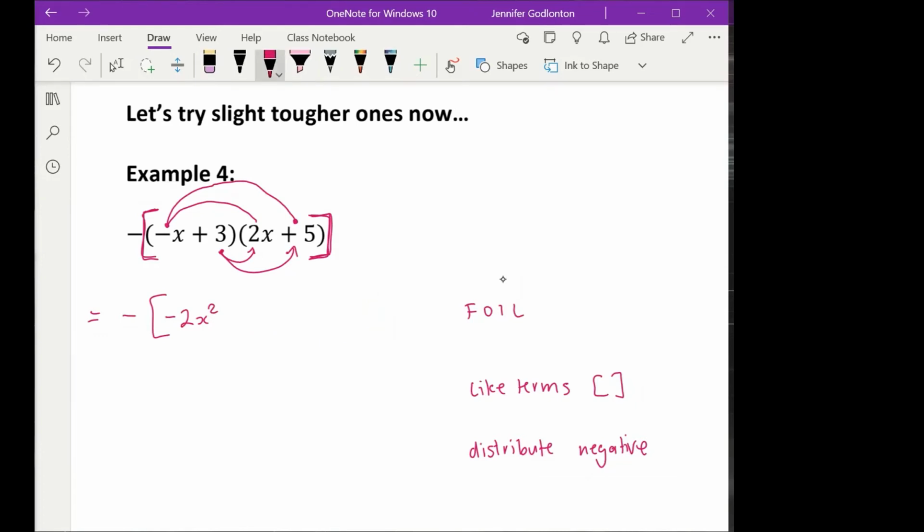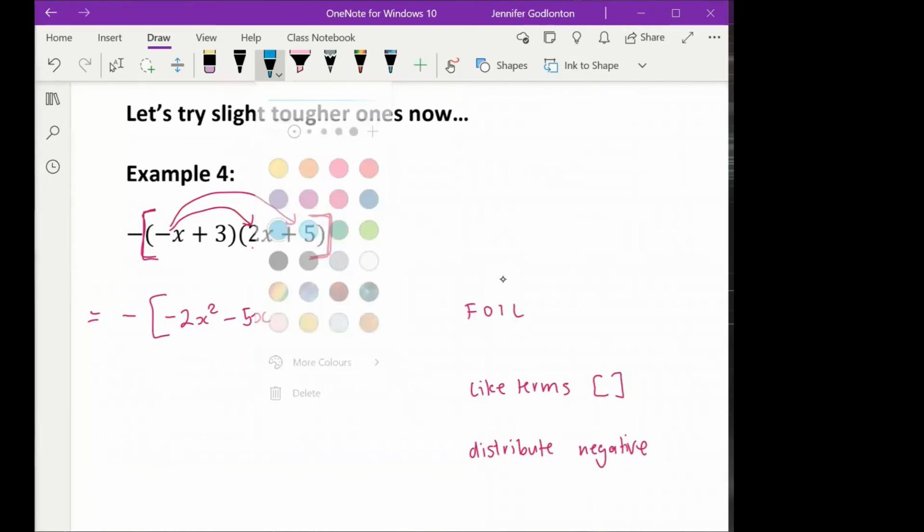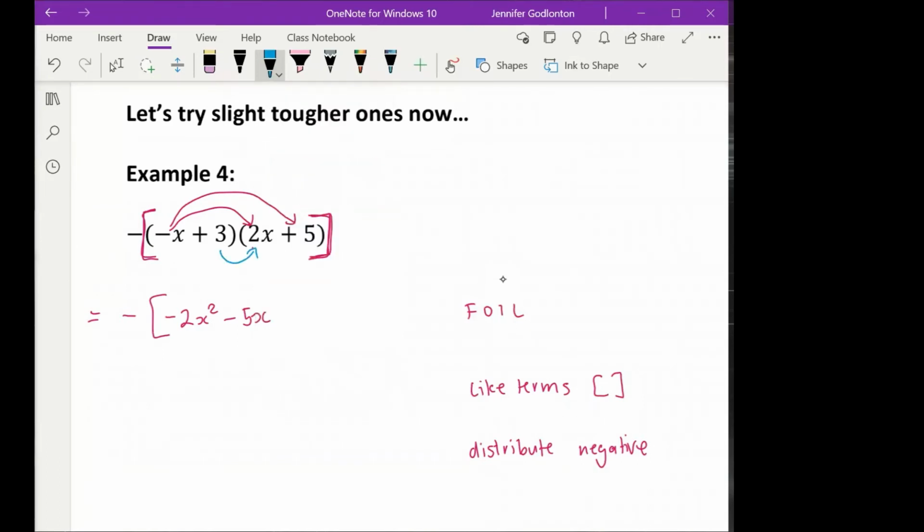So the first step, we've got this negative 2x. I'm going to do these arrows as we go. Then my second one, negative x times positive 5 is going to be negative 5x. Okay, next, we're going to say 3 times 2x, which is positive 6x. Then we're going to say 3 times 5, which is positive 15. And that is our very first step.